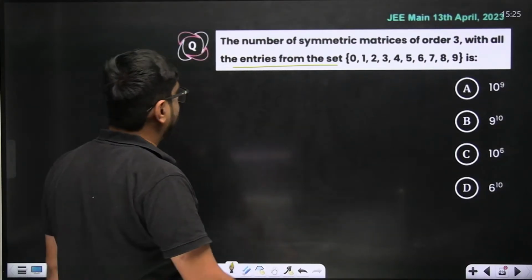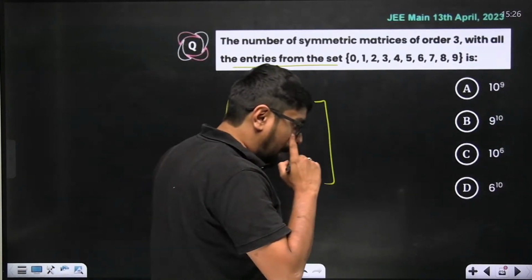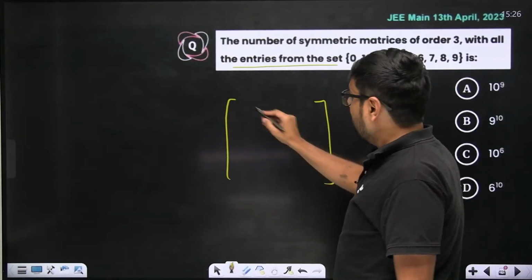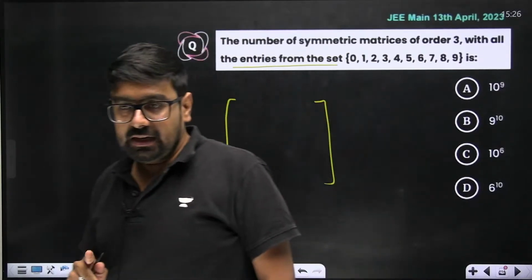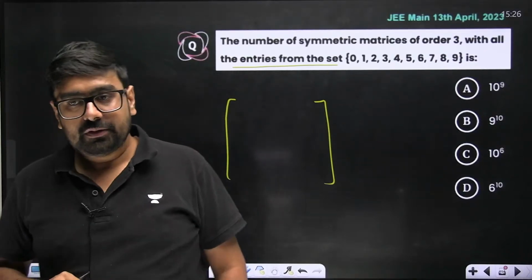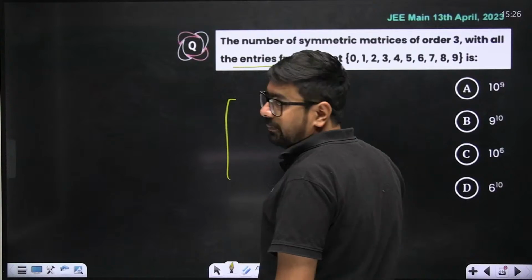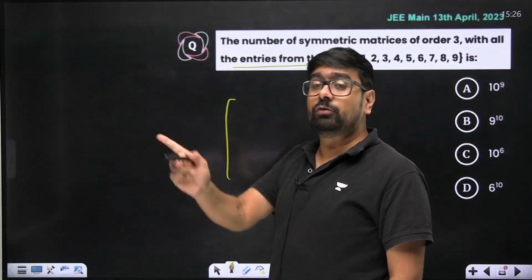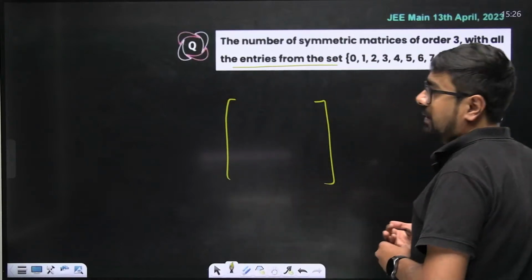With all entries from the set. How to do that? In skew symmetric matrices, we know that diagonal elements will be 0, 0, 0. In skew symmetric, diagonal elements will be 0, 0, 0. But here they are asking about symmetric matrices.